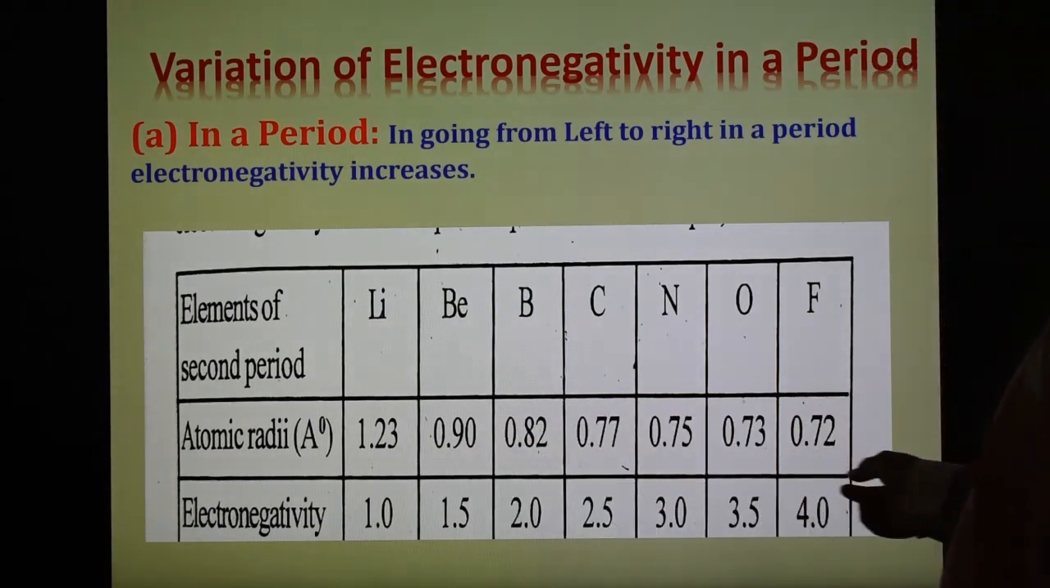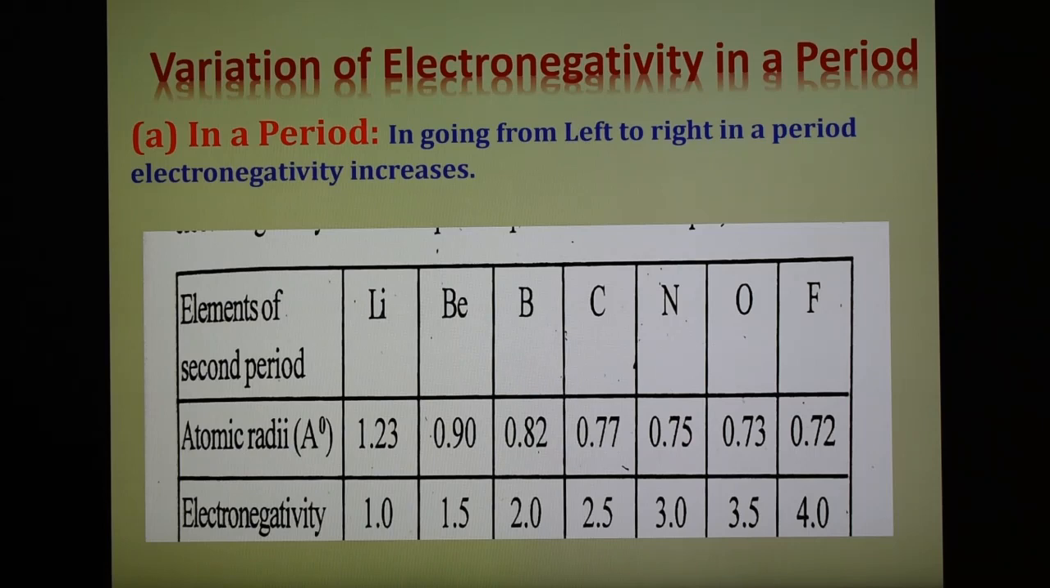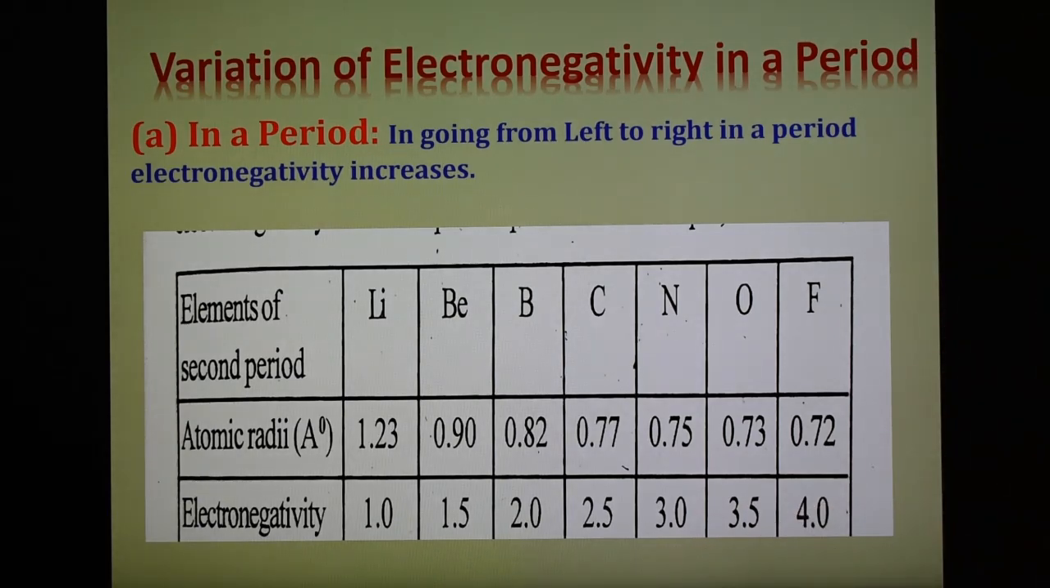Atomic radii decrease here, and electronegativity shows an increase. The electronegativity values in electron volts are 1, 1.5, 2, 2.5, 3, 3.5, 4.0. This is the value shown for the elements of the second row. So it increases from left to right.